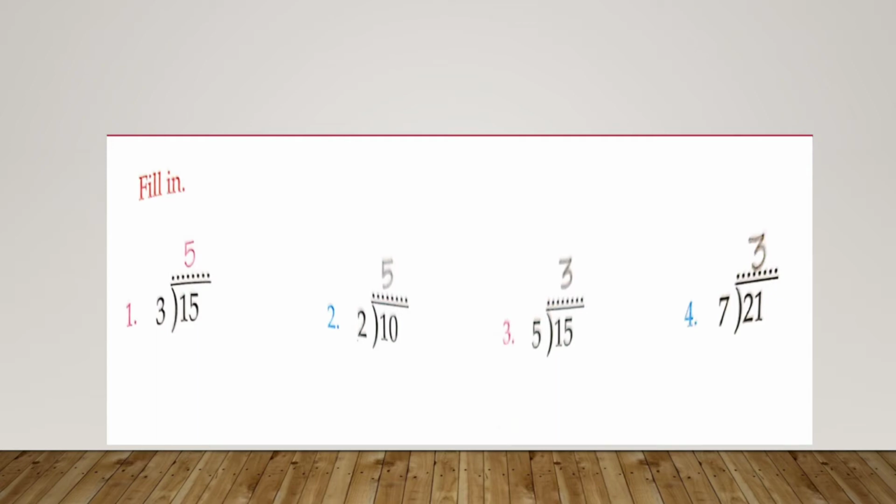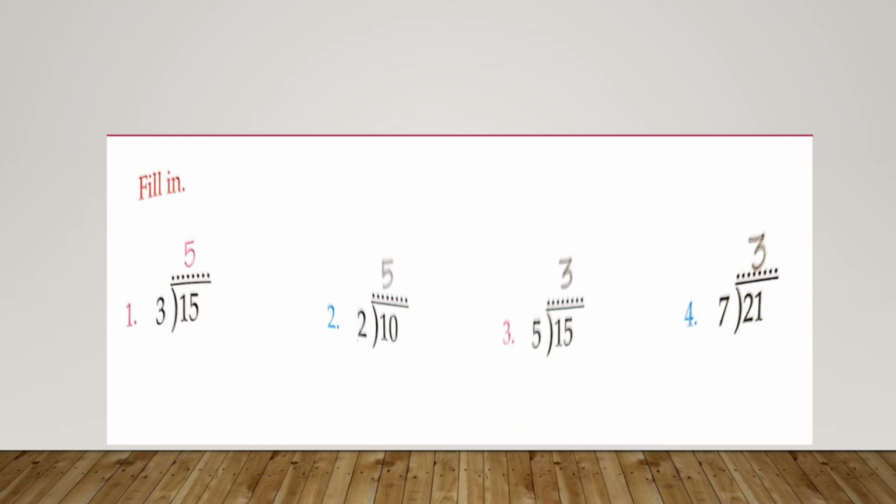Now let's do the second part. Here you have to divide 10 by 2. Children, now you will read the table of 2 until you get 10. So 2 1s are 2, 2 2s are 4, 2 3s are 6, 2 4s are 8, and 2 5s are 10. So children, here 2 times 5 is 10. So it means your answer will be 5. And 5 is your quotient.